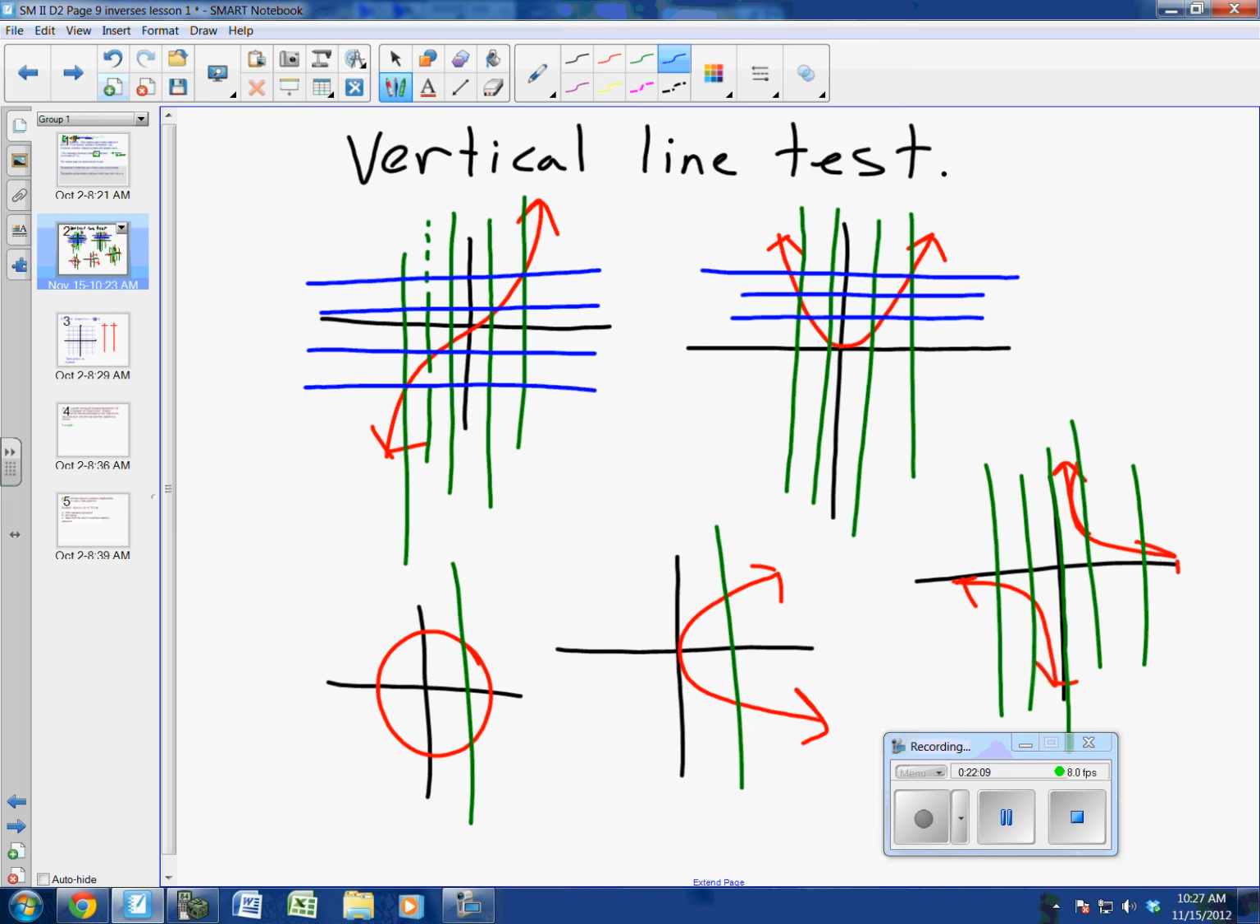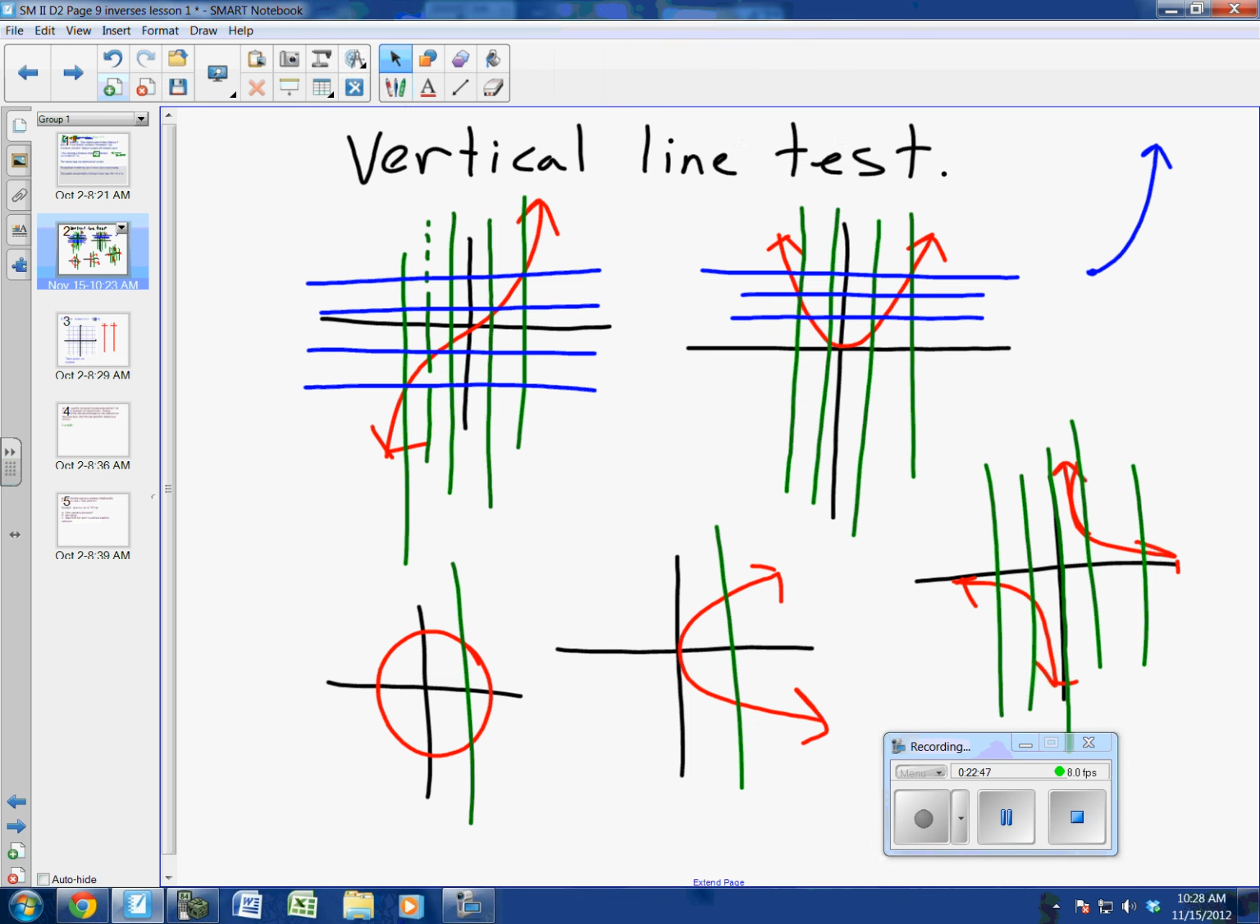A quadratic function does not have an inverse, unless. Everybody write unless. Unless what? Unless you only take half of it. If you only take half of a parabola, then does it pass the horizontal line test?